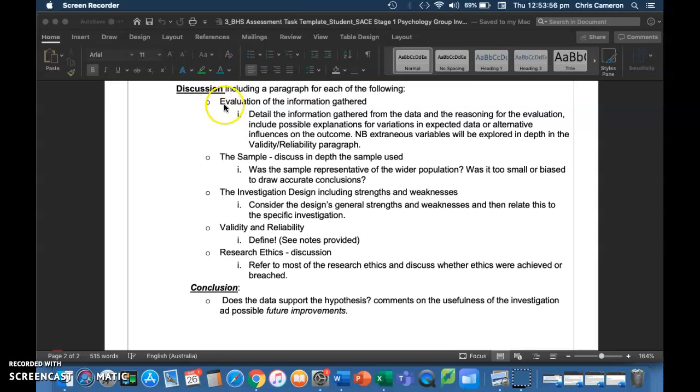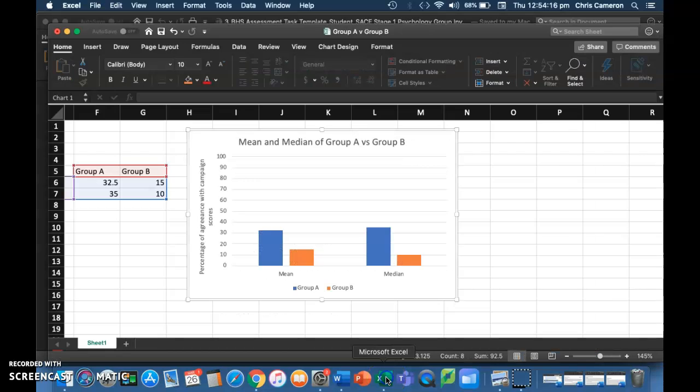So the discussion is an evaluation of the information that you've gathered. You need to be considering what it means and then maybe just hint on some explanations for why there's some variations in the data. So it's a paragraph. Let's have a look at some data.